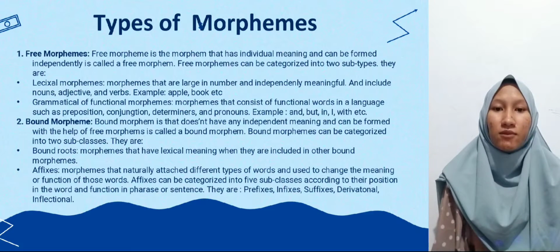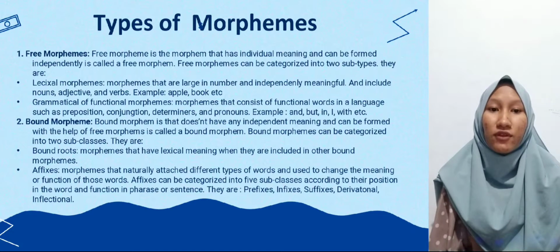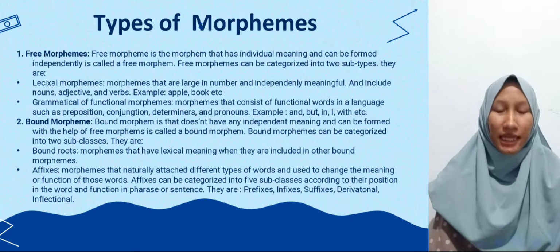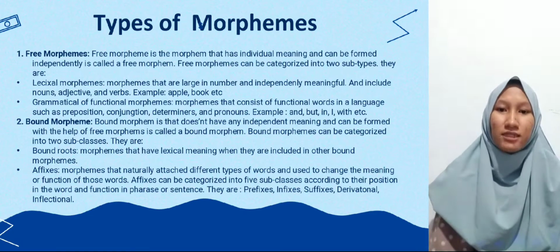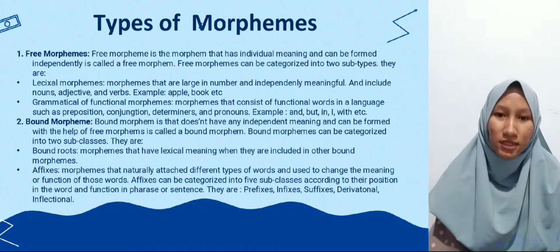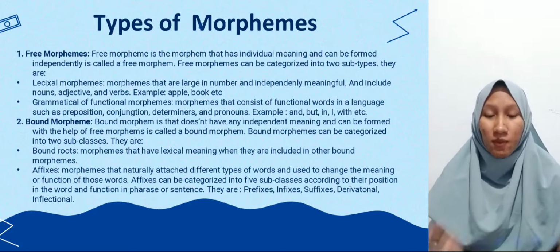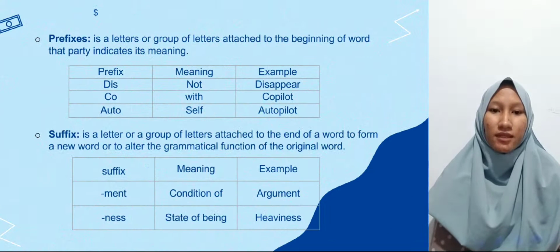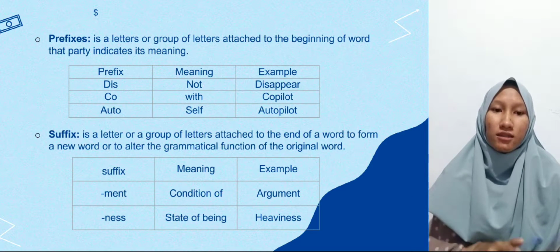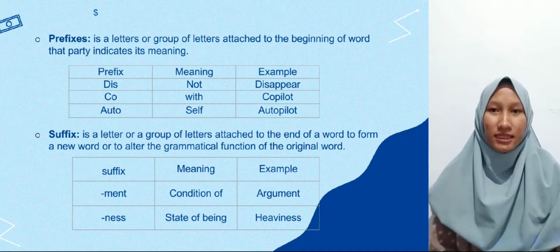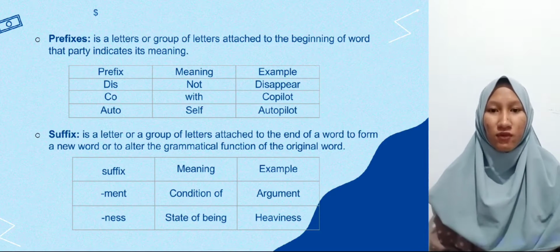Bound roots is a morpheme that has lexical meaning if it is combined with another bound morpheme. Okay, so the next is affix. Affix is a morpheme that is naturally attached to other words and used to change the meaning or the function or both of them. There are 5 subtypes of this morpheme. They are prefix, suffix, infix, derivational morpheme, and inflectional morpheme. Here you can see the chart of types of morphemes.